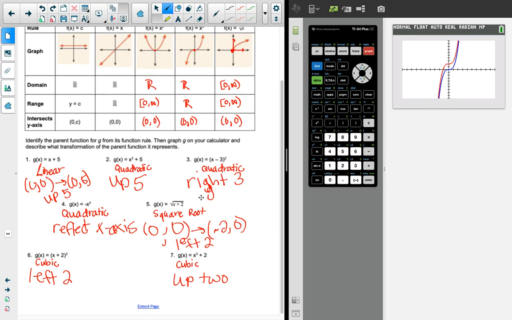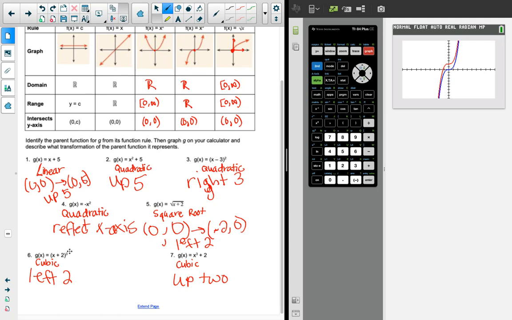All right, so just some things to think about. If you have your parent function and you're adding something to the outside of that parent function, like you're just tacking it on the end, like in number 1 and number 2 and in number 7, you're either going to be going up or down, it looks like. Those ones were adding, so you're going up. If you were subtracting, maybe try one where you're doing x cubed minus 2 and just see if it moves down 2.